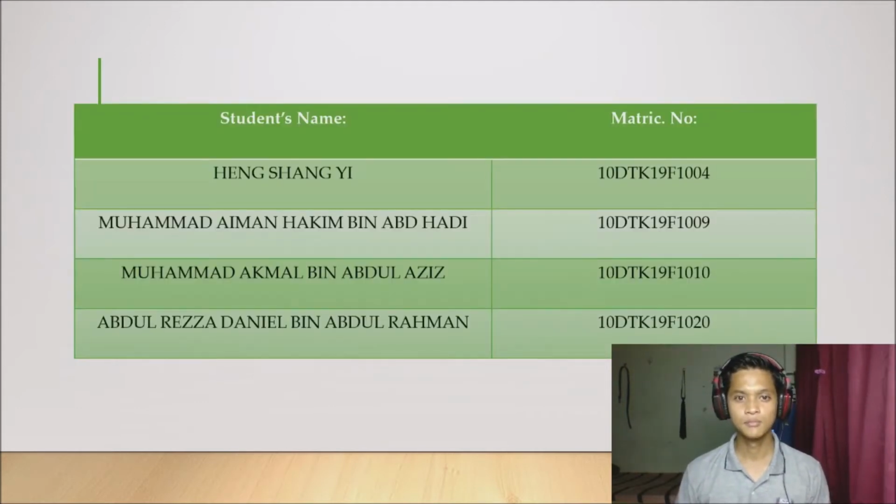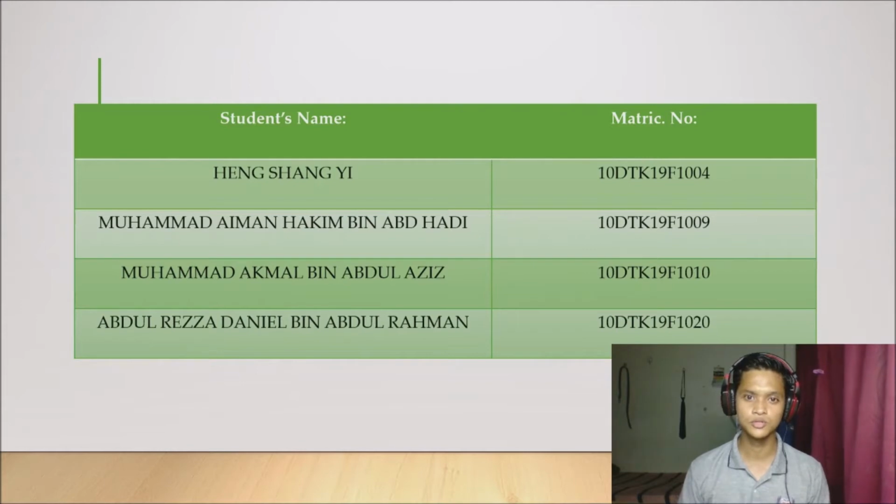My name is Rezza Daniel bin Abdul Rahman and my matric number is 10DTK19F1020, and the other members' names are Shang Yi with matric number 10DTK19F1004, Muhd Aiman bin Abdul Hadi with matric number 10DTK19F1009, and lastly Muhammad Akmal bin Abdul Aziz with matric number 10DTK19F1010.